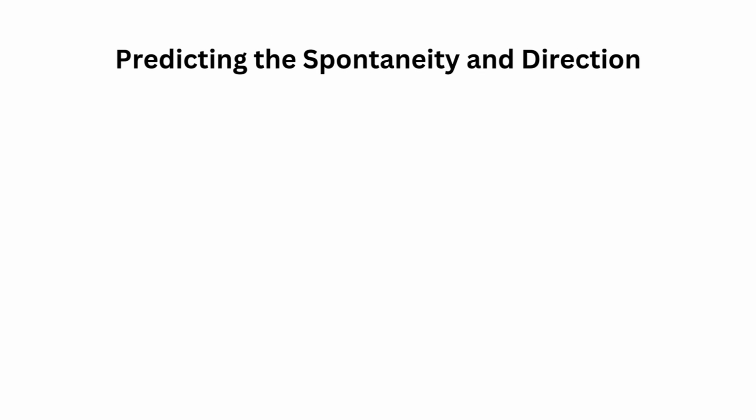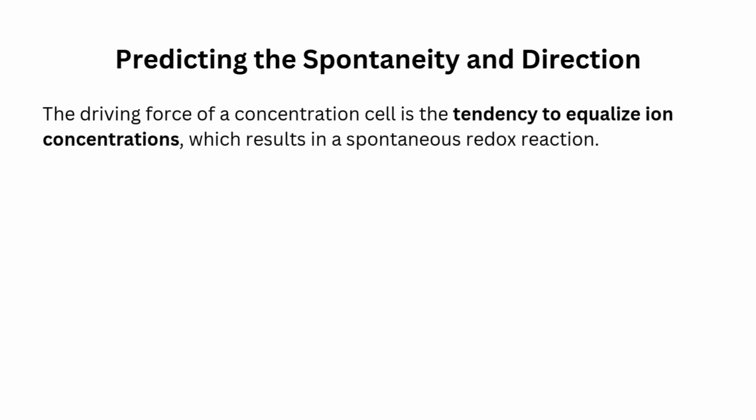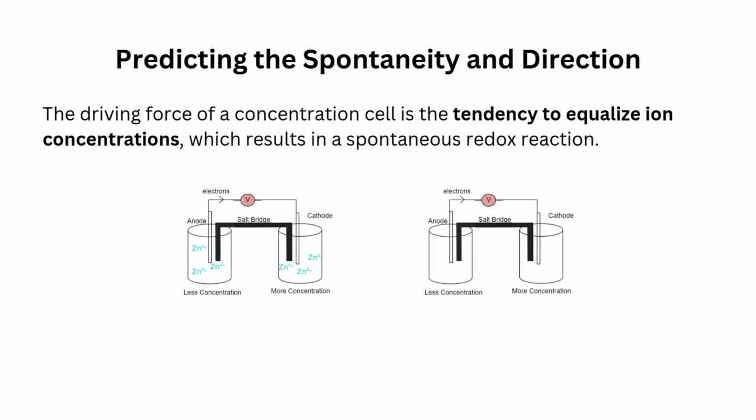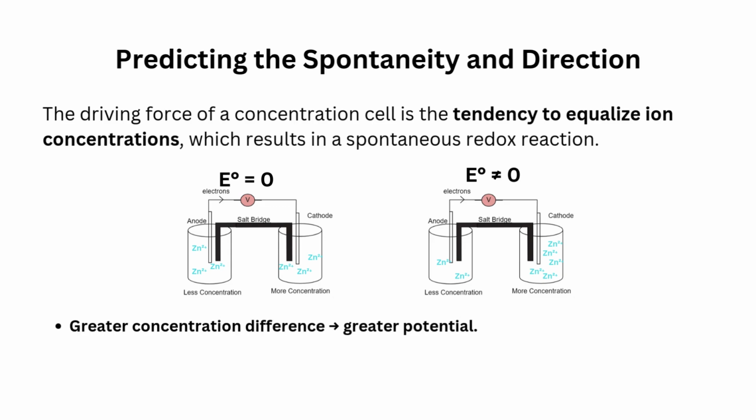Predicting the spontaneity and direction: the driving force of a concentration cell is the tendency to equalize ion concentrations, which results in a spontaneous redox reaction. Although the standard cell potential, E0, is zero, since both electrodes are the same, there is a non-zero actual cell potential when a concentration difference exists. This potential can be estimated qualitatively. Greater concentration difference gives greater potential. As concentrations equalize, the potential of the cell decreases towards zero.